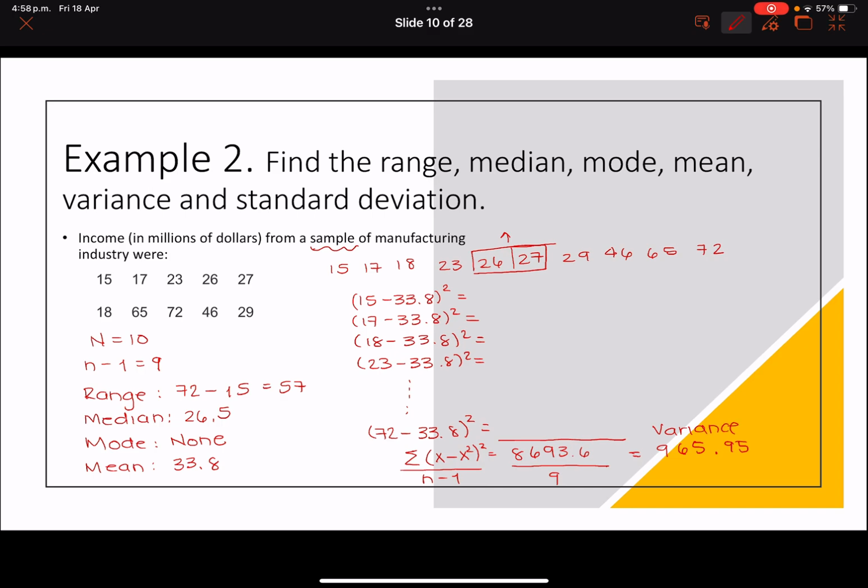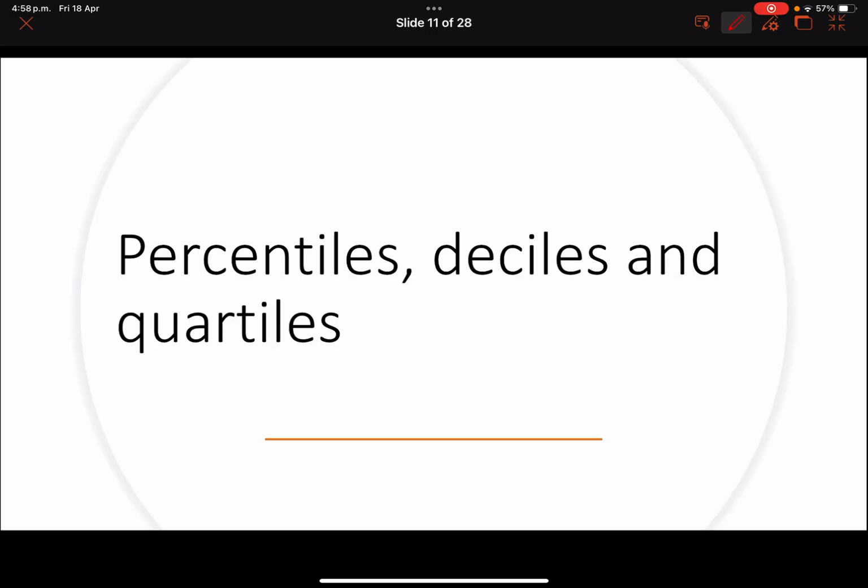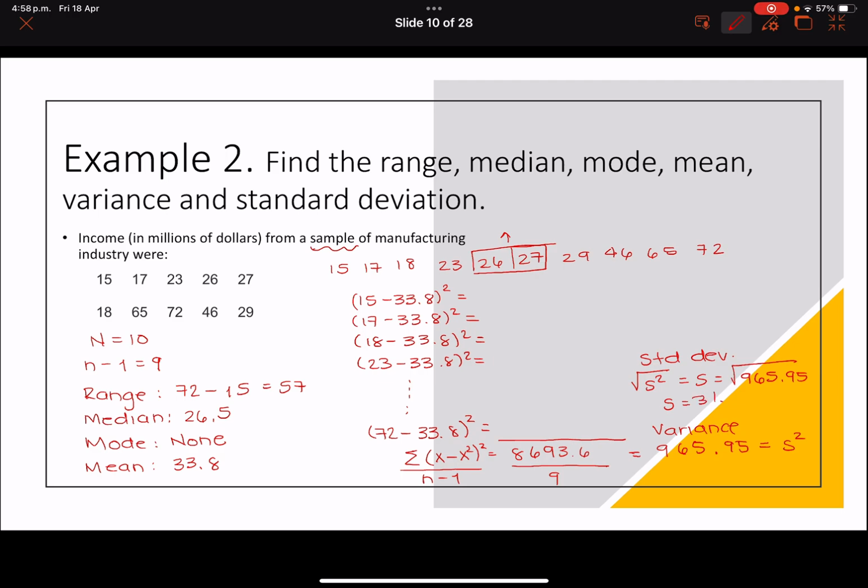This is my variance. Because this is a sample, this is an S squared. In order to have the standard deviation, I have to take the square root of the S squared, so I get back an S. I take the square root of 965.95, which gives me a standard deviation of $31.08 million. So that's what I have: a mean of 33.8 and a standard deviation of $31.08 million.